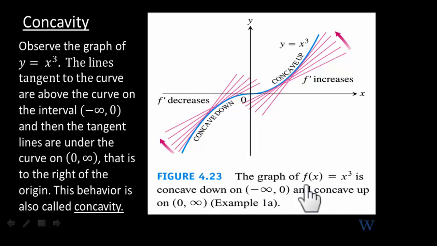So the graph is concave down if f prime is decreasing on that interval, and it's concave up if f prime is increasing. Or, if you think about it, f double prime would then be positive. So here f double prime would be negative when it's concave down. So f double prime is positive when it's concave up.